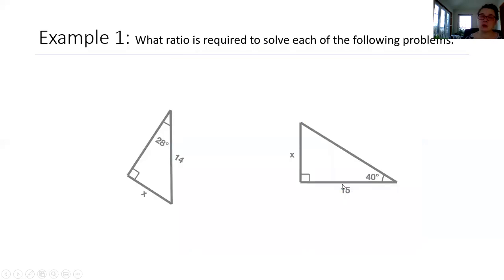All right, now we're into some calculations. I want to know which ratio is required to solve each of the following problems. We don't need to calculate these ones. I just want to know what ratio you will use.